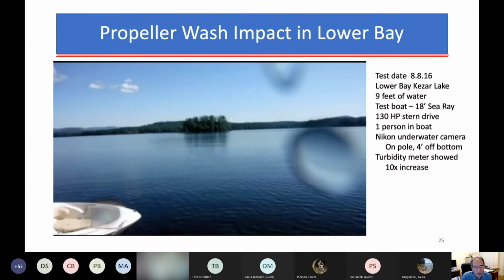Now I want to show you a short video. This is a video that I took a few years ago on the lower bay in our lake in 9 feet of water. The test boat was my 18-foot Sea Ray, 130 horsepower stern drive with one person, me, in the boat. Another guy had a Nikon underwater camera on a pole 4 feet off the bottom. He was standing on a pontoon boat. We had a turbidity meter that showed a 10x increase in turbidity.